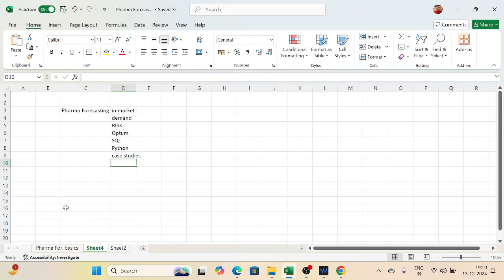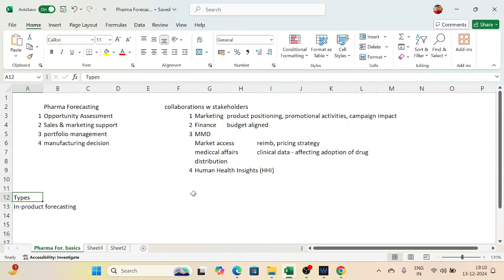Okay, so let's start with, firstly, before switching gears, I would like for all of us to be on the same page. So I just want to recall a few basics of pharma forecasting, right? So pharma forecasting is majorly done for opportunity assessment, right? For example, let's say there is a manufacturer and they have identified a new molecular compound which can treat a specific disease or which can target a specific molecule, right?